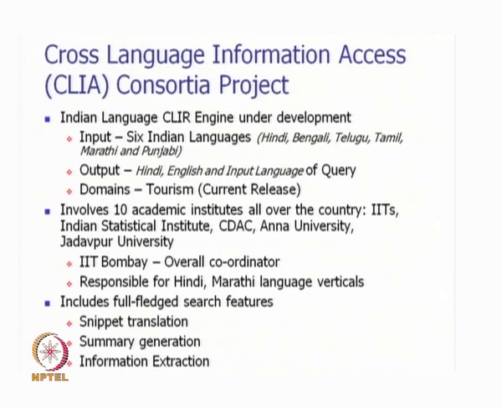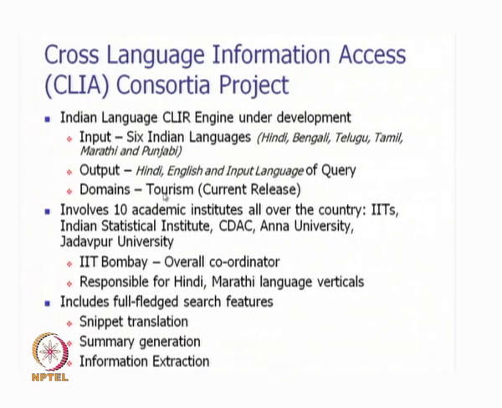Now, the Crosslingual Information Access project in the country is a consortium project. Indian language CLIA engine is under development. There are 6 Indian languages which are in the purview of the project. Recently, 2 more languages have been added, namely Assamese and Gujarati. The output happens in Hindi, English and the input language of the query. So, that means the output can be seen either in the language of the query, which means monolingual information retrieval, or in Hindi or in English.